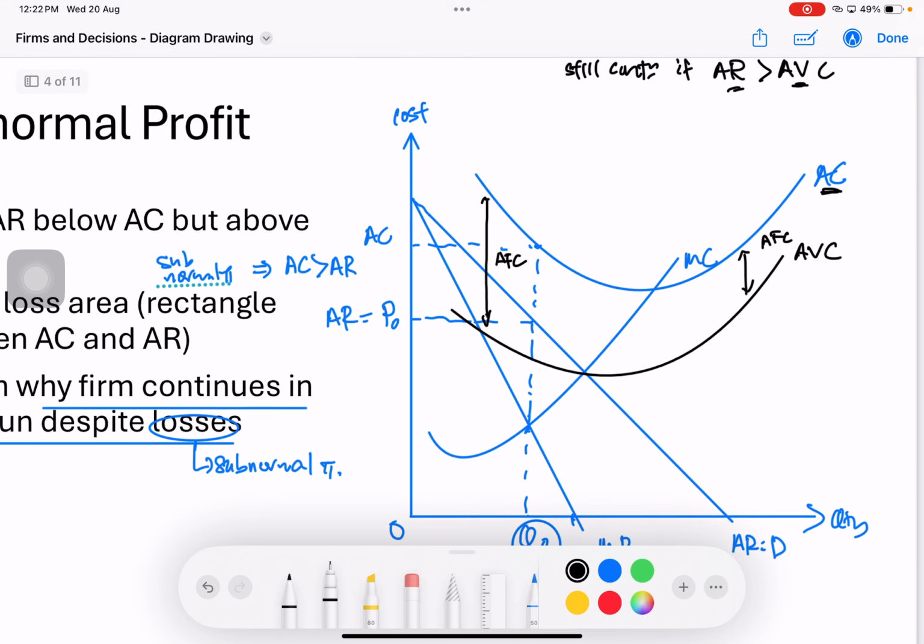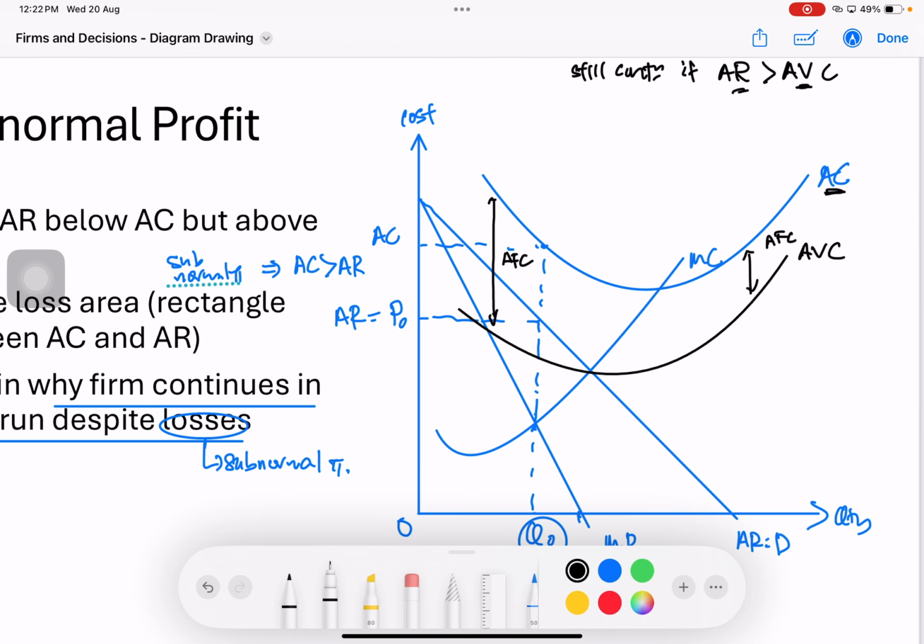As the quantity gets larger, the distance between AC and AVC will get smaller. I repeat myself again. As the quantity increases, the distance between AC and AVC will get smaller. Okay, because the difference between AC and AVC is AFC. So AFC is actually the fixed cost.